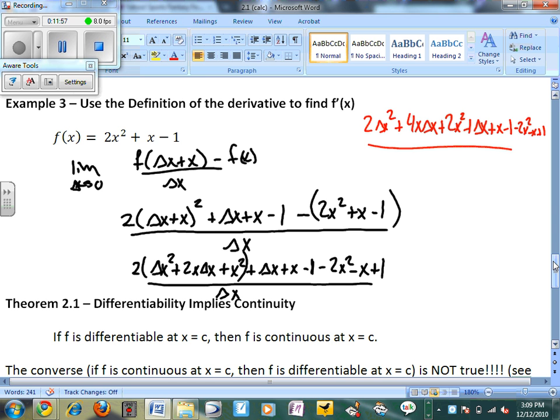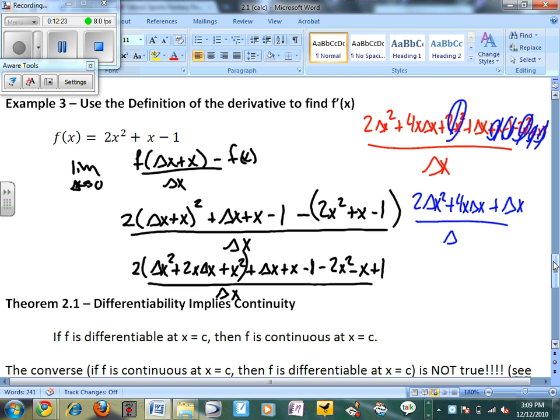I know this looks messy. The great thing about derivatives is a lot of stuff's going to cancel out. If you notice, there's a 2x squared and a negative 2x squared. That's gone. We have an x and a negative x. That's gone. We have a negative 1 and a 1. That's gone. All right. So all we have left over is 2 change of x squared plus 4x change of x plus a change of x. Still all over change of x.